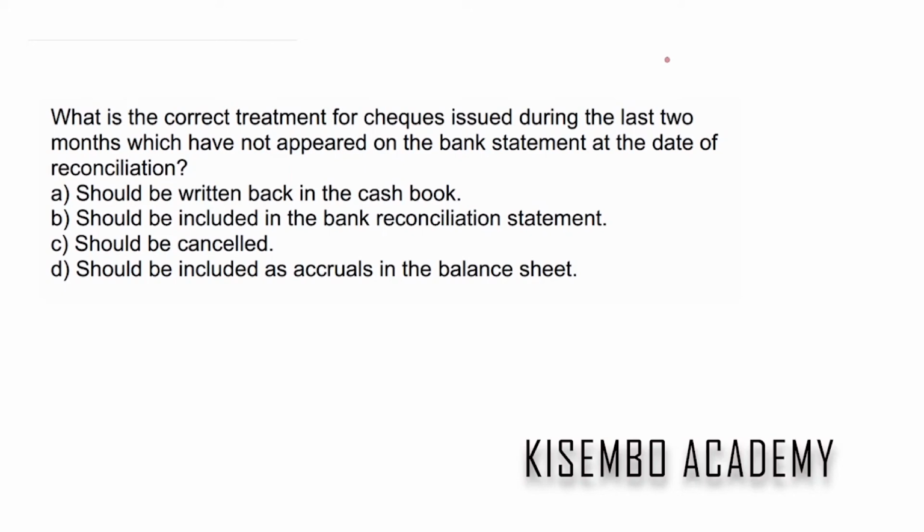What is the correct treatment for checks issued during the last 2 months which have not appeared on the bank statement as at the date of reconciliation? Okay, so we are doing a bank reconciliation statement and we realize that there are 2 checks that have not appeared on the bank statement. Now, if these 2 checks have not appeared on the bank statement, it could either be because they are uncredited or they have just not been presented, meaning they are unpresented checks.